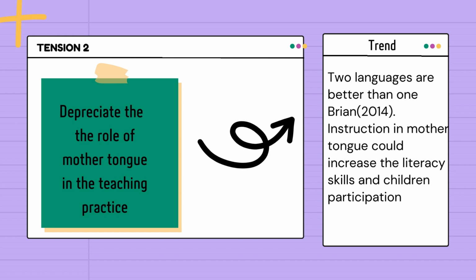But the reality shows us that this practice, for example, in official school, is not the same as in a bilingual school. For example, if we look at the results that have been the same for many years in students of 11th grade when they take the Pruebas Saber 11, in contrast with the test by students in a bilingual school, we can see how students of official school obtain a low level in English. For this tension, I propose the use of the mother tongue in order to increase literacy skills and children's participation. As Brian said, 2014, two languages are better than one.